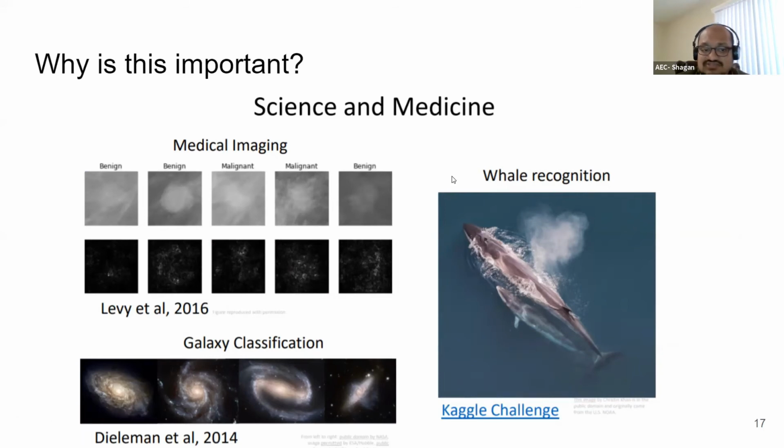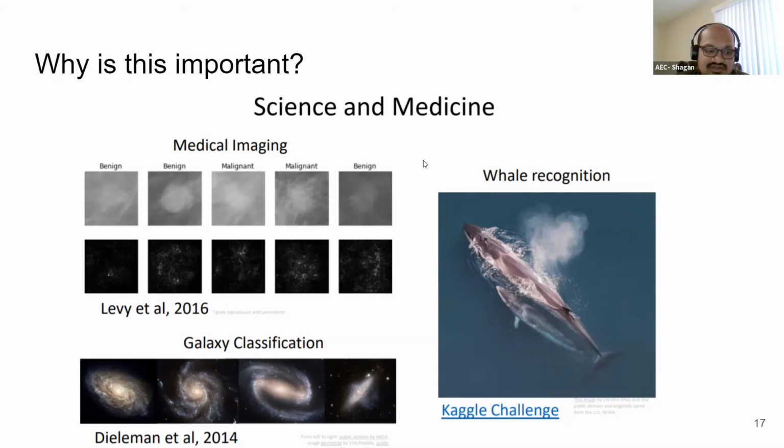Galaxy classification. So astronomers have used these models in galaxy classification, saving their time. Whale recognition. So there was a challenge back in 2014 or 15 where they had images of the ocean, and the task was to classify whales, and that would help us study climate change patterns and what areas the whales are actually going towards. So these are important areas where deep learning is also being used.